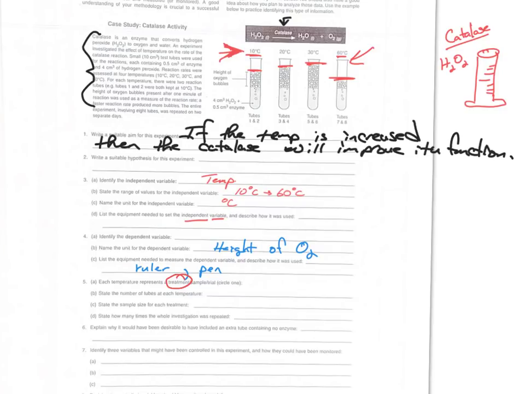State the number of tubes in each temperature. There's 2 tubes, tubes 1 and 2, right? 2 tubes.